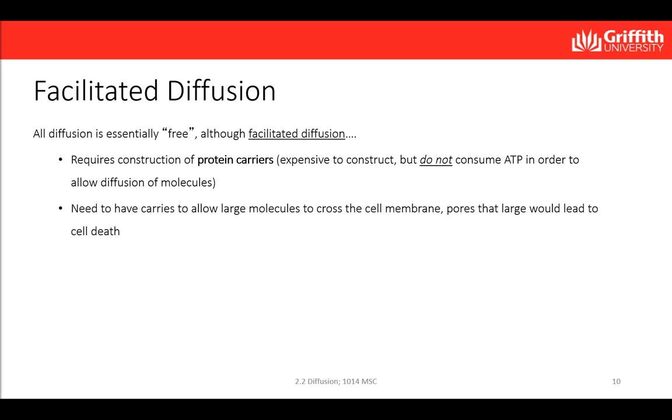The selective permeability of the plasma membrane does not allow large molecules and non-lipid soluble substances to pass through. Hence, facilitated diffusion plays an important role in transporting substances such as glucose and amino acids into the cell. Facilitated diffusion is a passive transport process, meaning it does not require any energy. Although facilitated diffusion is free in terms of energy requirement, construction of the protein carriers that transport these large molecules across the cell membrane is expensive.